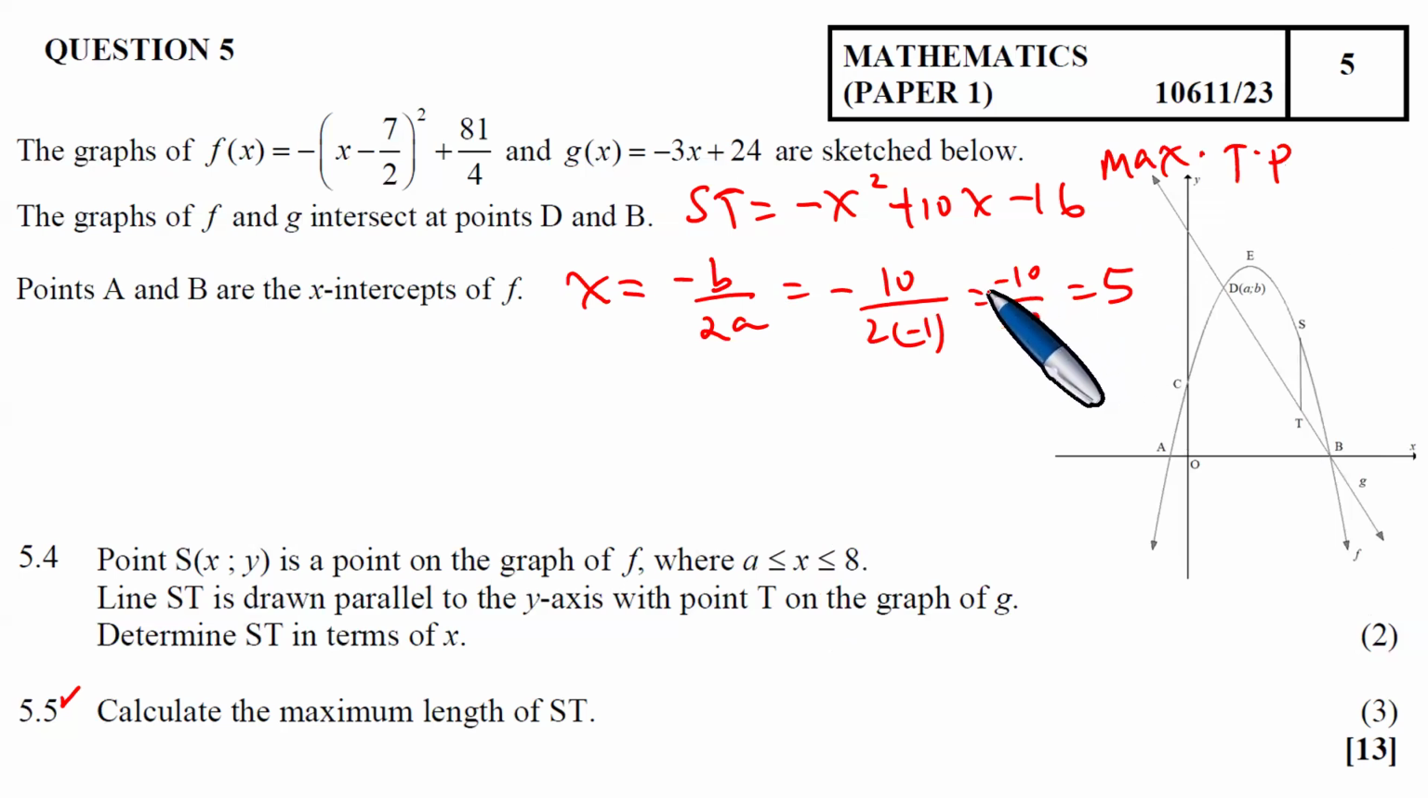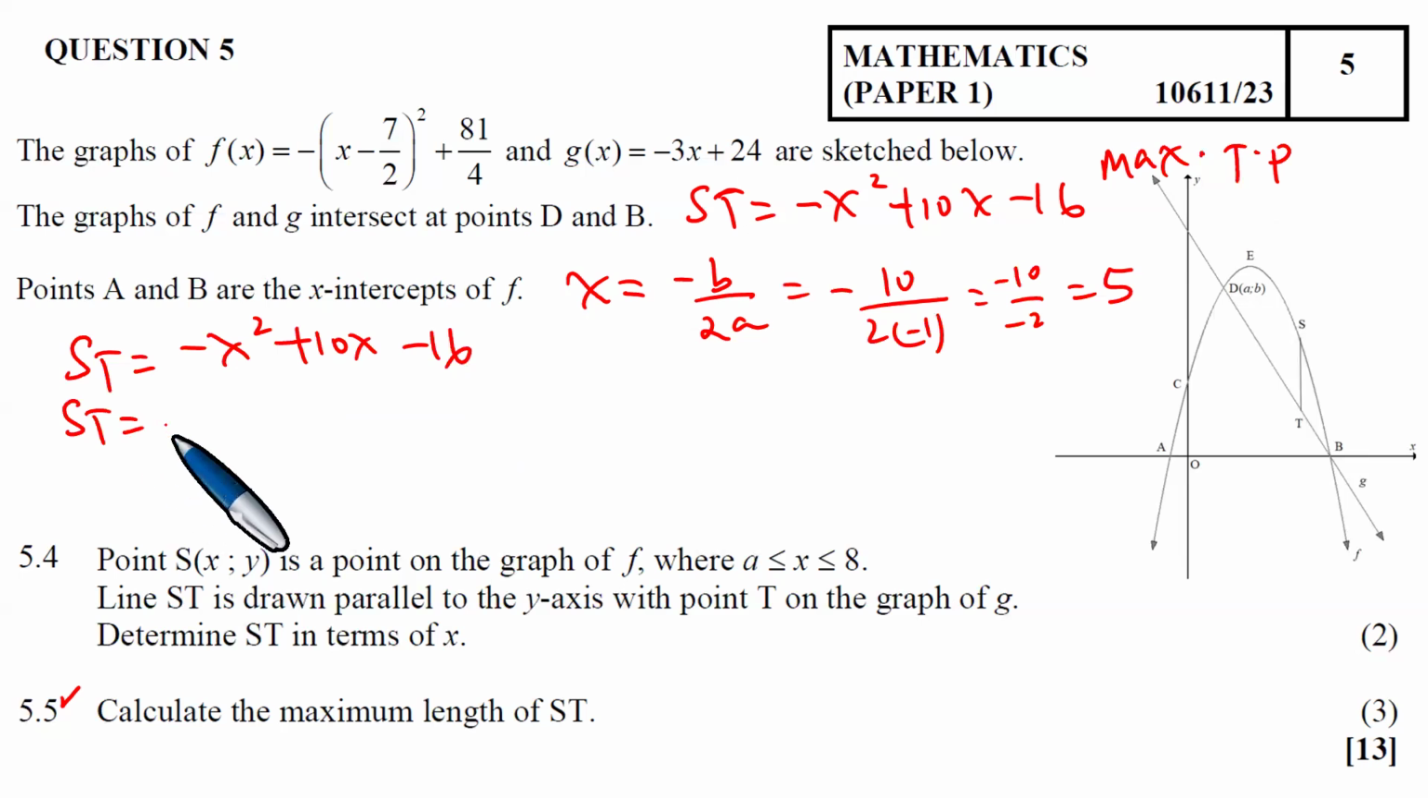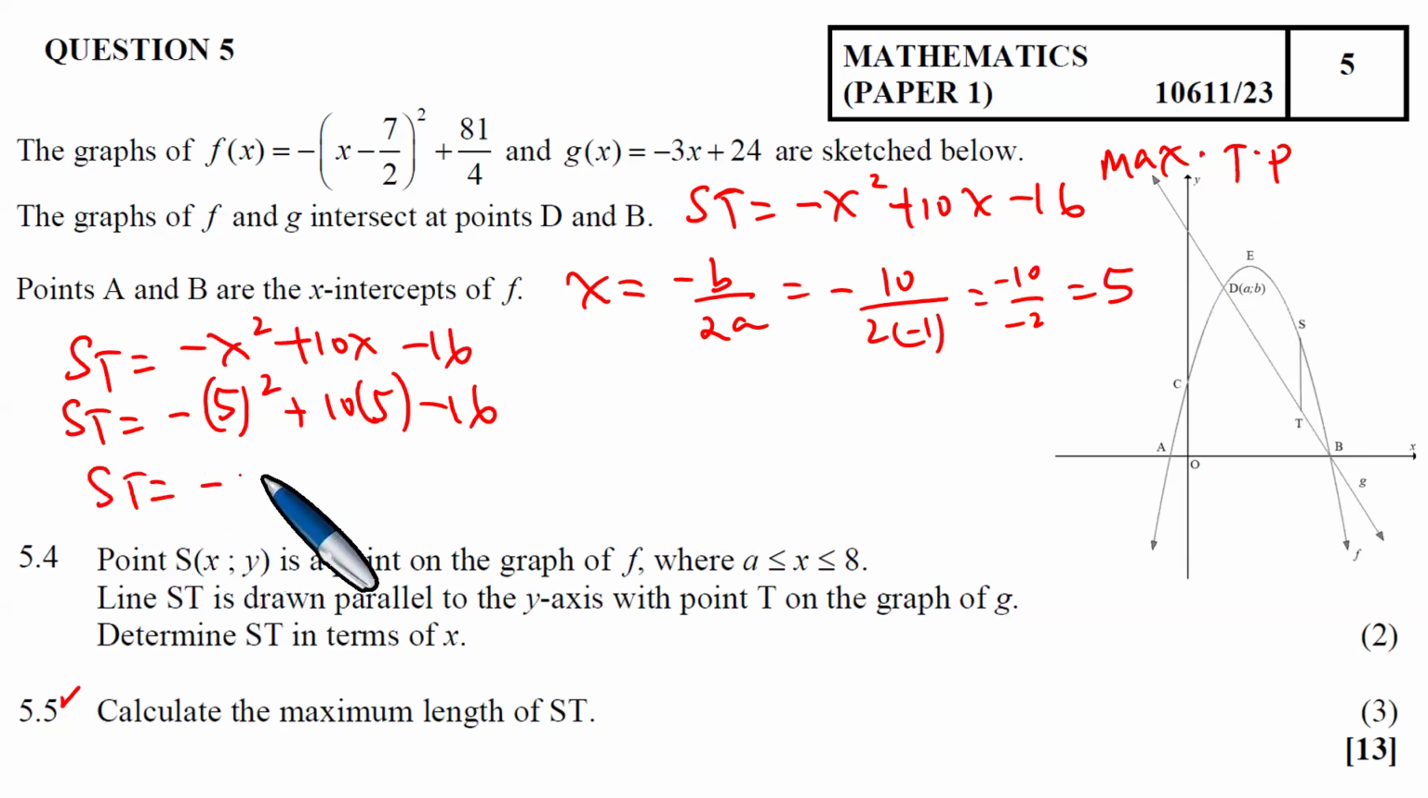Whenever x is equal to 5, you must plug into the equation, which is minus x squared plus 10x minus 16, that is ST, which is minus 5 squared plus 10 times 5 minus 16. Minus 25 plus 50 minus 16. 50 minus 25 is 25. 25 minus 16 is what? It's 9. And therefore, ST is 9 units.